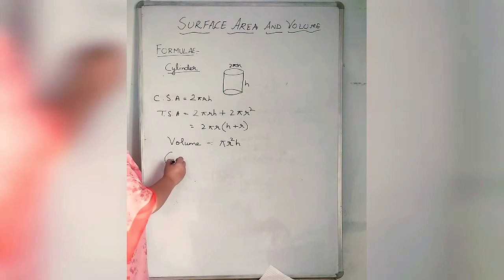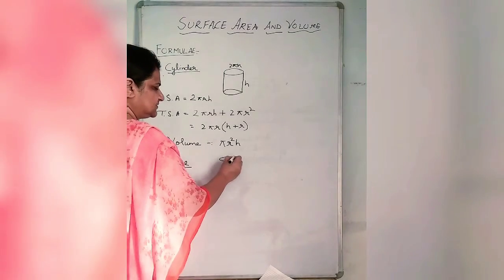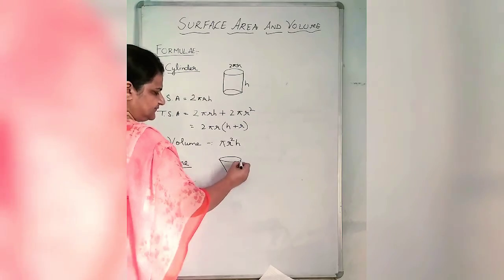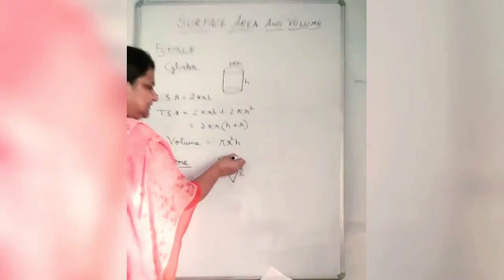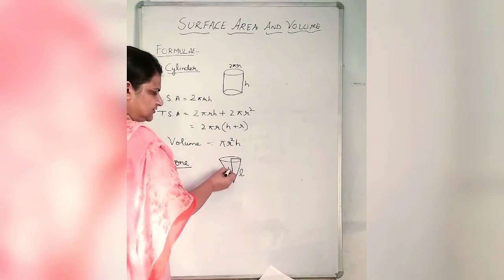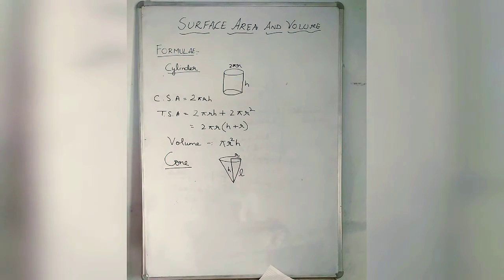Next, I can talk of cone. This is the shape of a cone. This is your slant height L, this is your radius of the cone, and this is your height. This is height of the cone, this is slant height, and this is the radius.